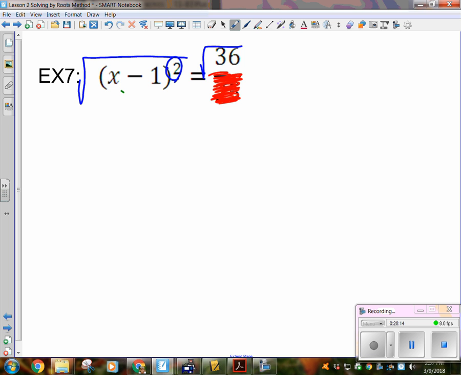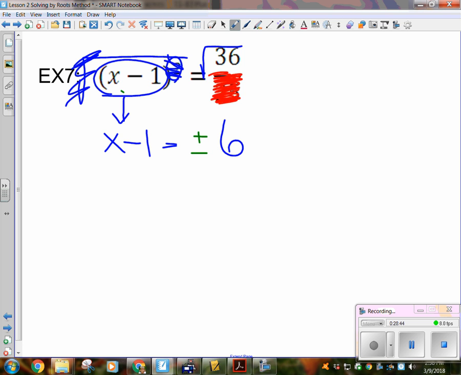Now, remember the square root and the square cancel. Whatever was under there now comes out, including the x, the minus, and the 1. No more parentheses, no more square. Does everybody understand? That square root got rid of the square part. Okay? What's the square root of 36? 6. Don't forget what? Plus or minus. It's the very next step after you take the square root that you must remember the plus or minus.